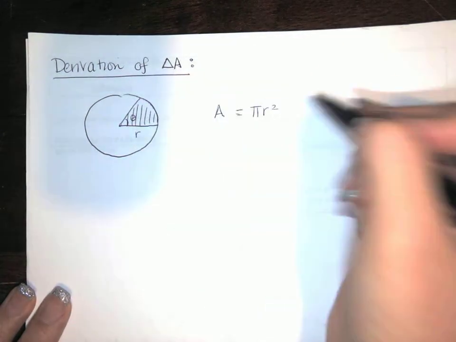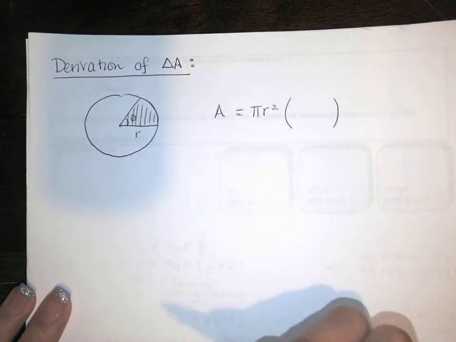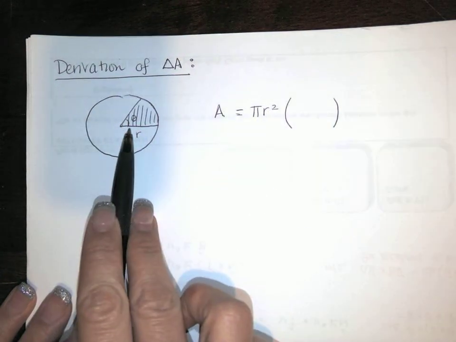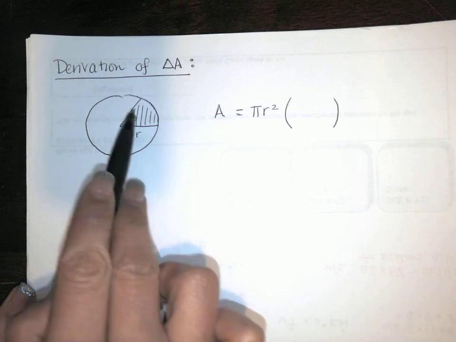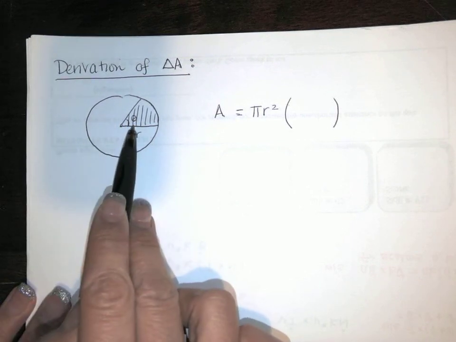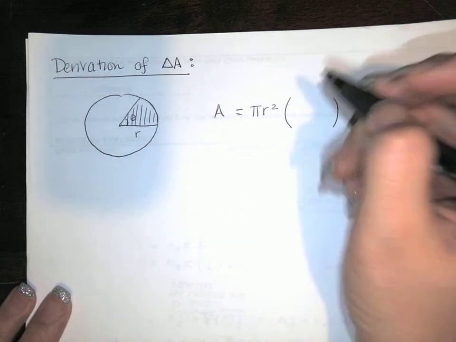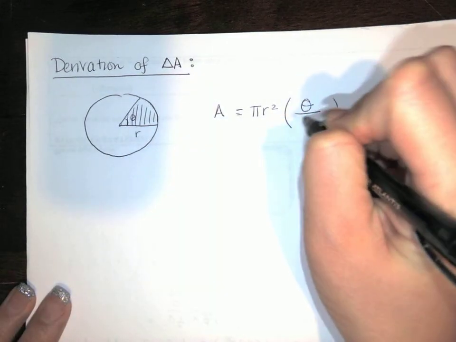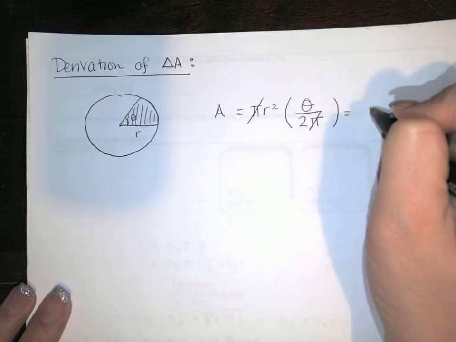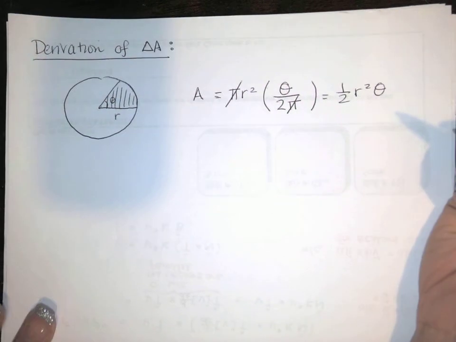But we don't get pi r squared out of this. We're only going to get some part of that. Well, the fraction of pi r squared that we get from this is theta divided by that total central angle for the entire circle. I want to say theta divided by 360, but we need to be in radians. So that's theta divided by 2 pi. And the pi's reduce, and we get 1/2 of r squared times theta.